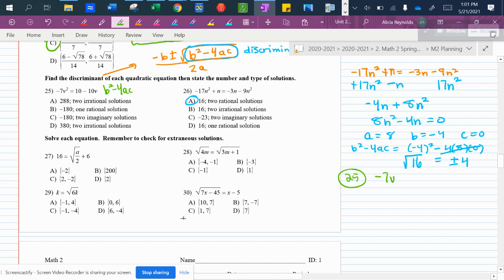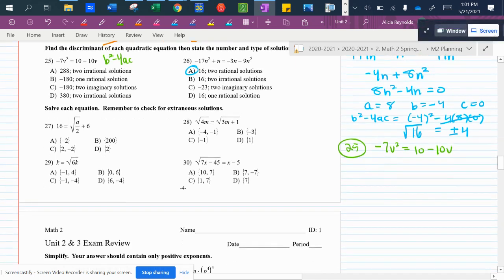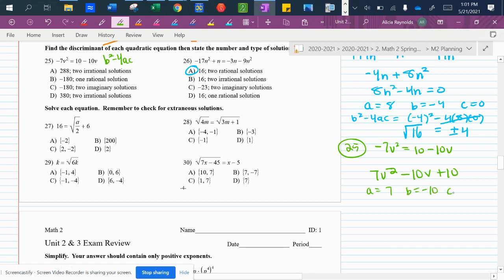So if I have negative 7v squared equals 10 minus 10v, and I want all of my terms on one side, I'm going to have 7v squared, let's get it in standard form, minus 10v plus 10. So a is 7, b is negative 10, c is positive 10.